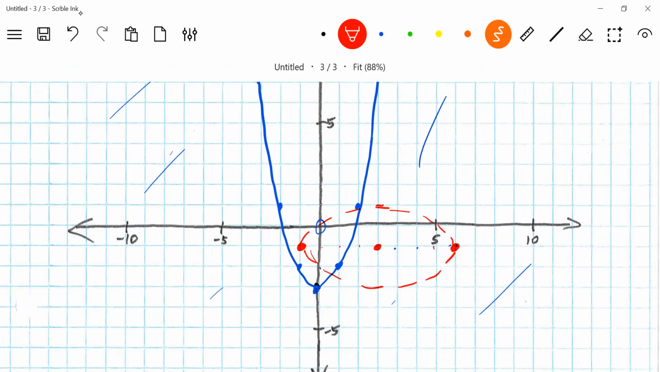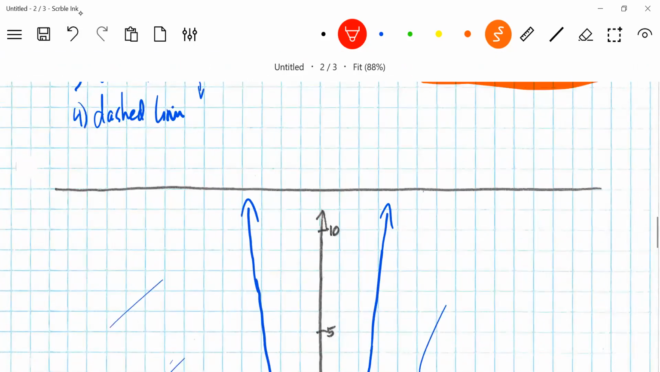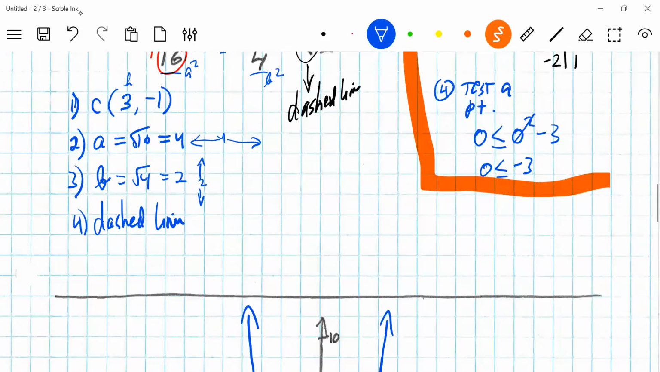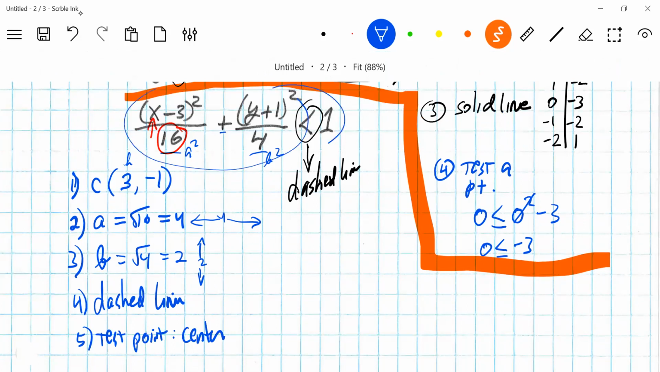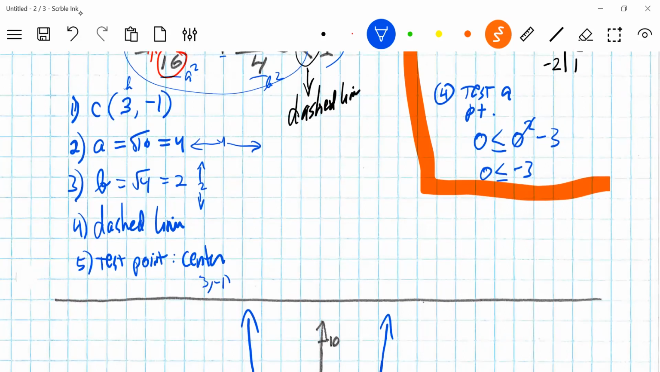Well, now we have to test a point, and because the center of the ellipse will cause some zeros in the problem, it will allow us to more easily determine if we should shade where the center is or the other part of it, or outside of it. So 5, test a point. Use the center. So what we'll do with that is we'll take this whole thing.